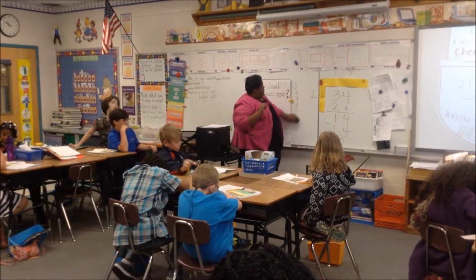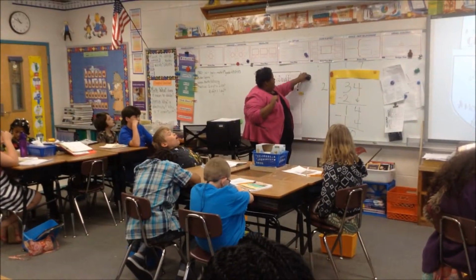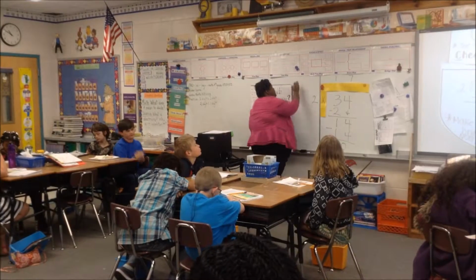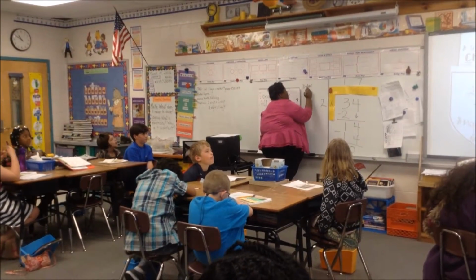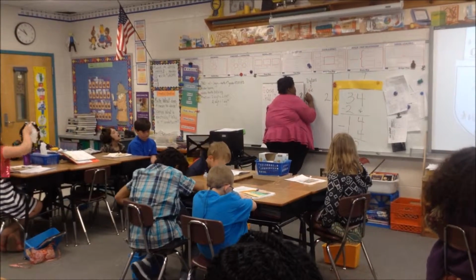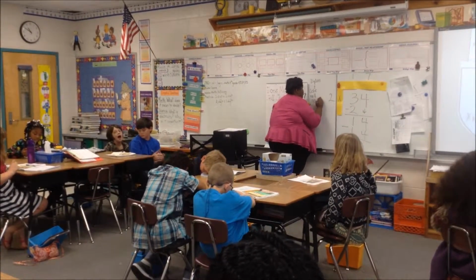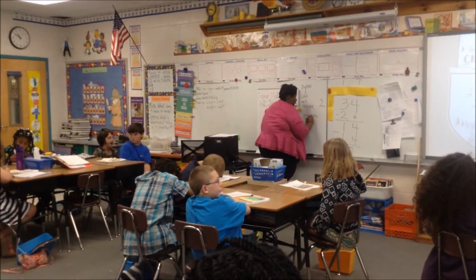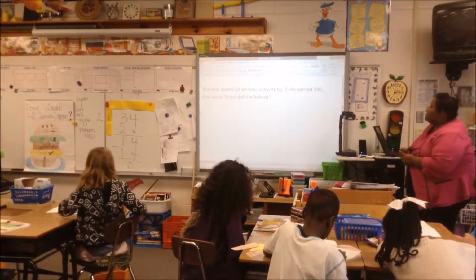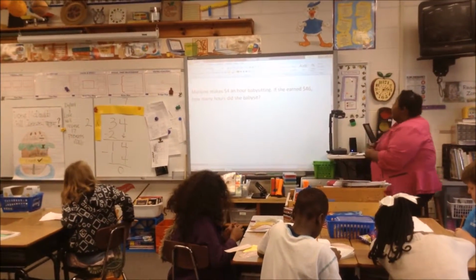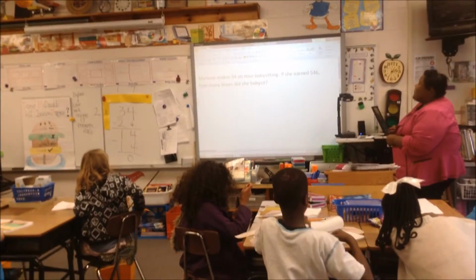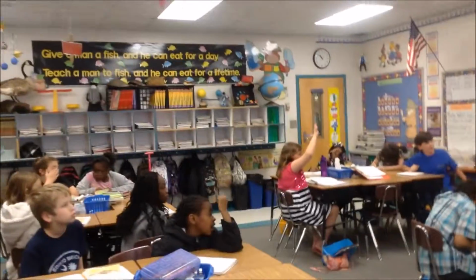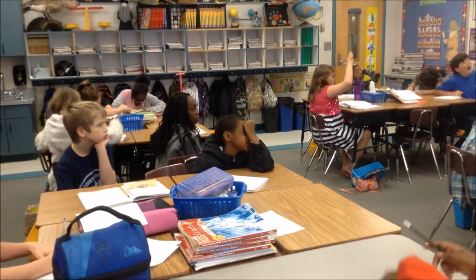How many presents would Dylan and Cole receive if they divided their presents up evenly? 17. So Dylan and Cole will receive 17 presents each. The question says that Marlene makes $4 an hour babysitting. If she earned $46, how many hours did she babysit?